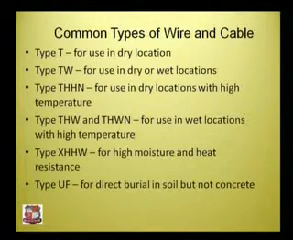Common types of wires and cables: if you have type T, it will be clearly written as type T, which is used in dry locations. If it is a type like TW, it is used in dry or wet locations. If it is written as THHN, that is used in dry locations with high temperature, right? So depending on our application, we should use our cable accordingly. We should go for the type of cable where these types are written, right?